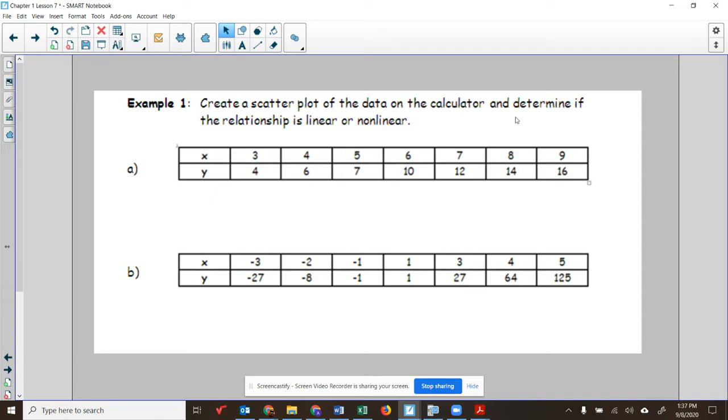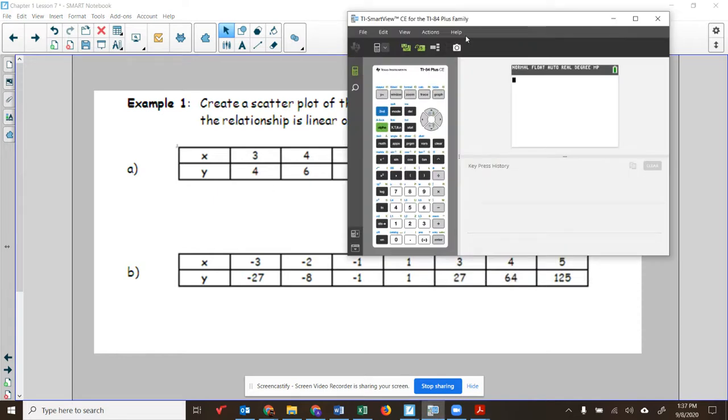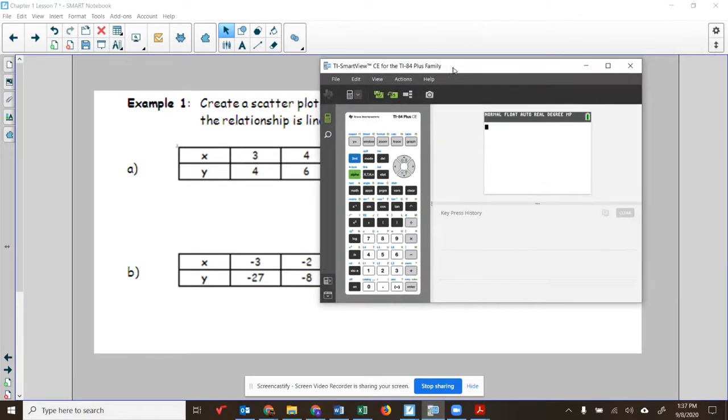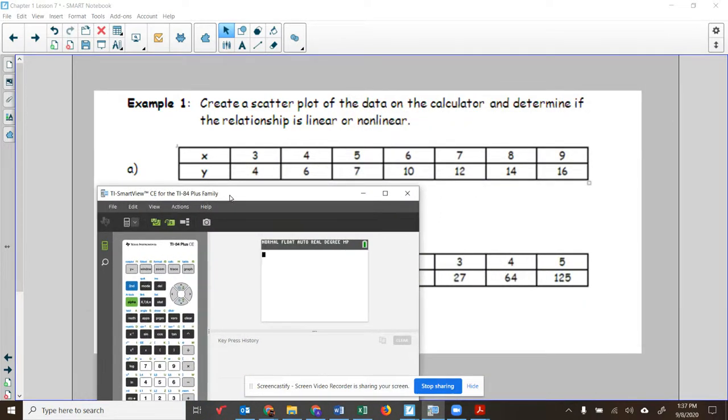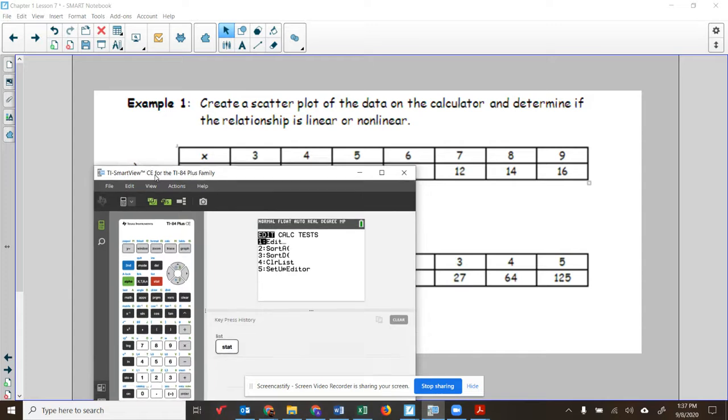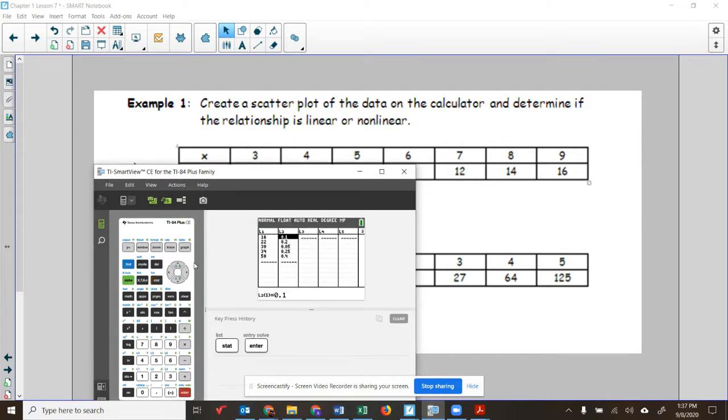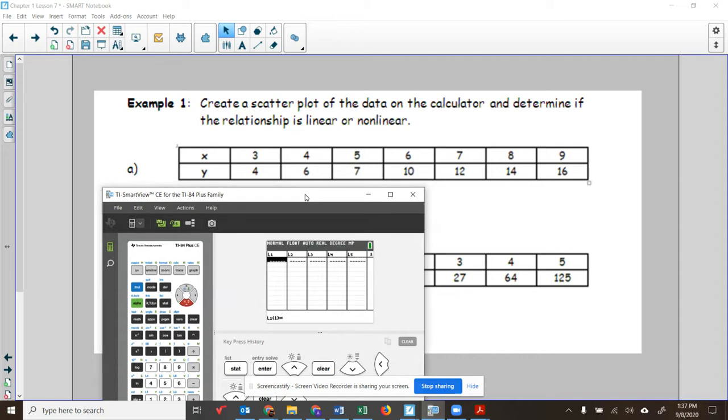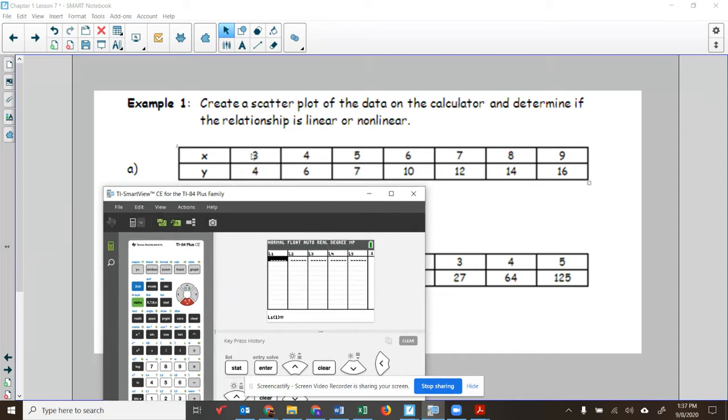Okay, so I'm going to create a scatter plot and see if it's linear or not linear. So here's how you would do it in a calculator. You would go Stat, Edit. If there's anything in there, you need to clear it out. We do need these to be L1 and L2. Notice I'm hitting clear, not delete. If your calculator does not say L1 or L2, then talk to me and I will show you how to do that. So we're going to plug the X's into L1 and the Y's into L2.